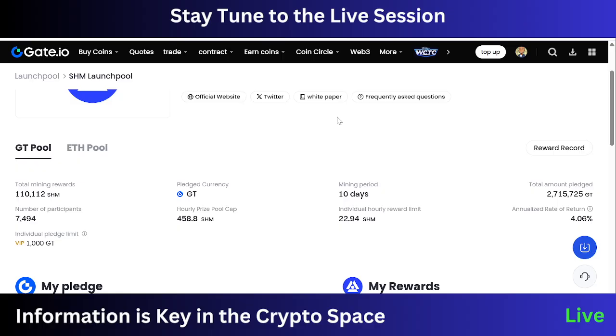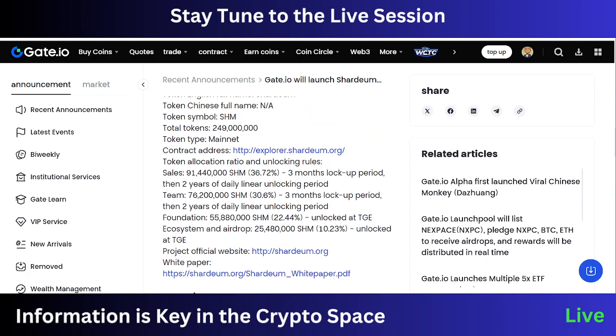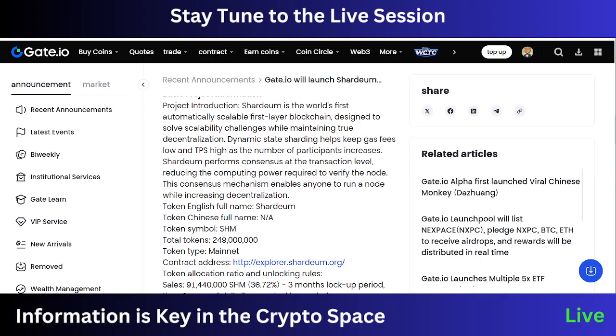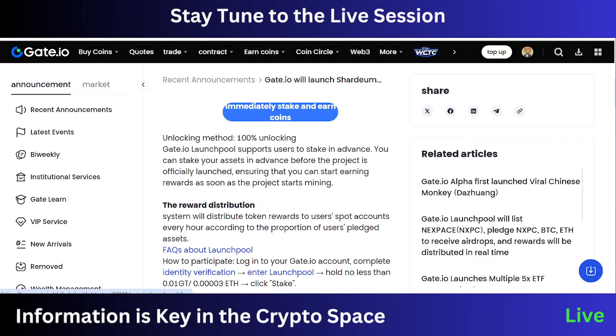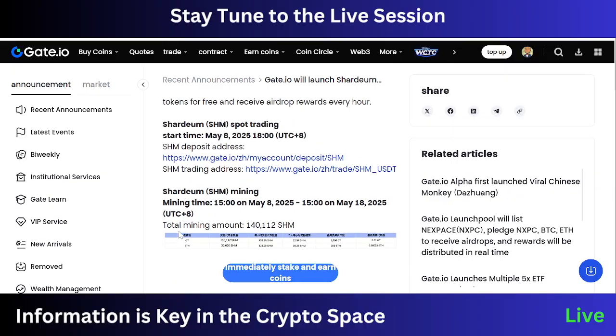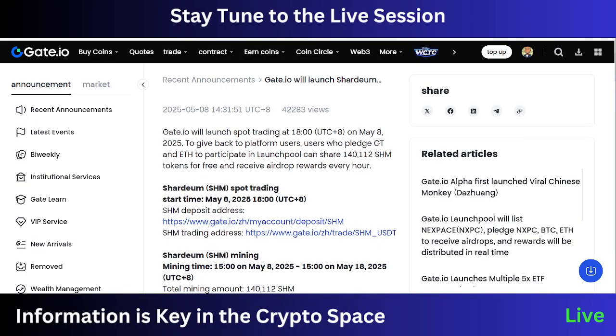So now for this particular project, we have the GT pool and the Ethereum pool. Now, what does this simply mean? It simply means you can stake either the Gate token, which is GT, or Ethereum, for you to earn the SHM token.